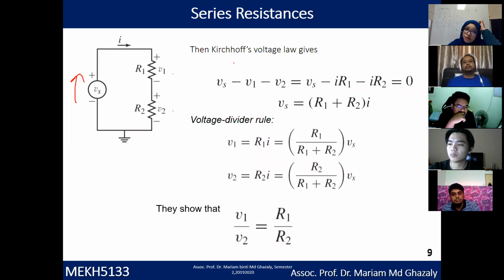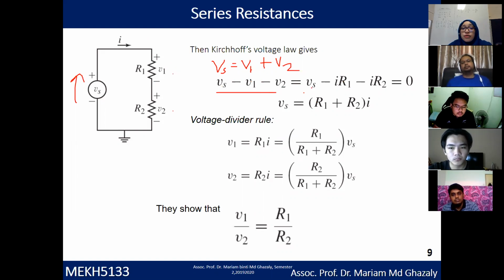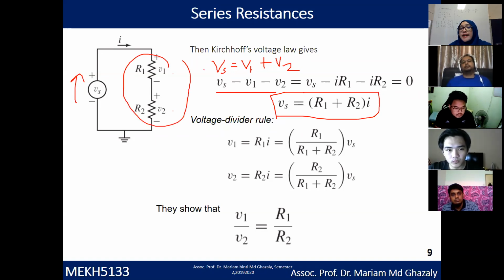This is simple. Using Kirchhoff's voltage law, Vs equal to V1 plus V2, so you can rewrite it as this. That's why you get this one. So equivalent to Vs minus V1, where V1 is I R1, minus I R2, so you get 0. So therefore you get this value. If you see here, for the series resistance you can actually get the R equivalent, so R equivalent is R1 plus R2 here.